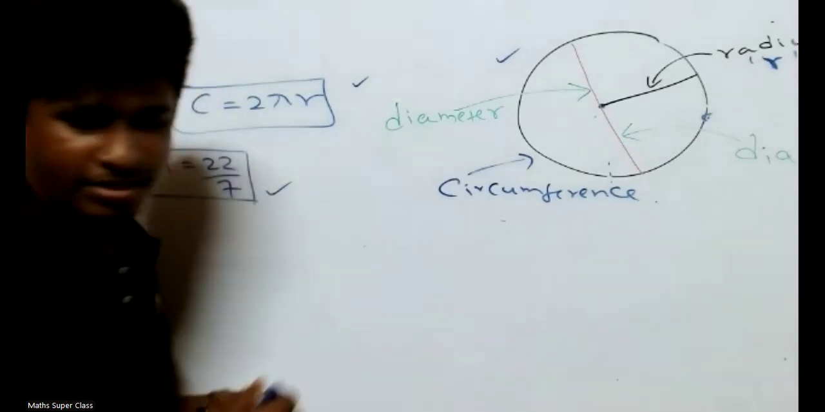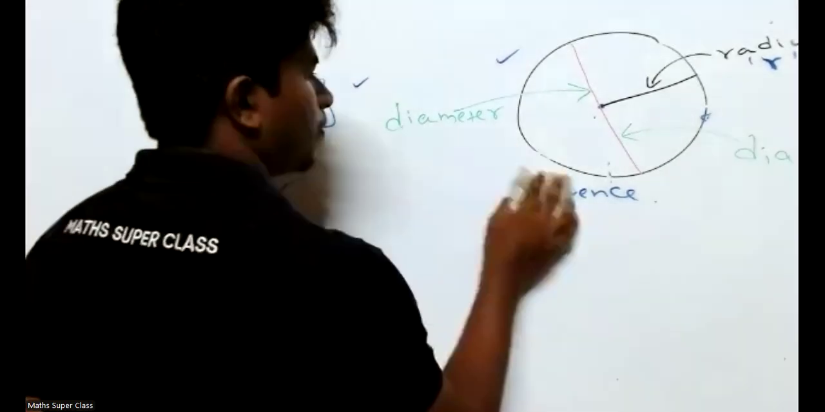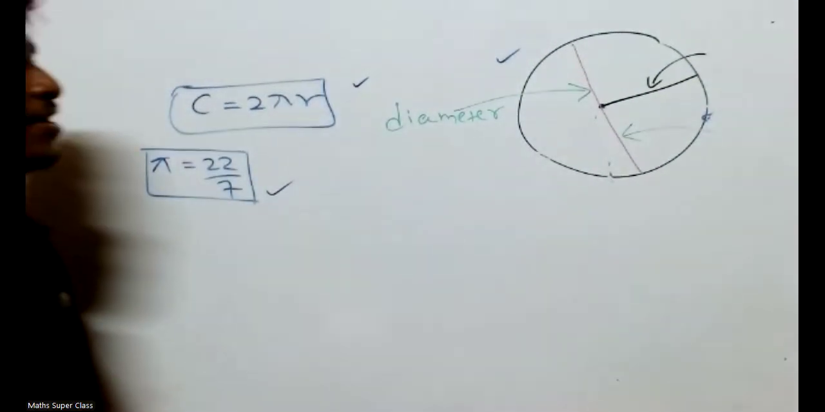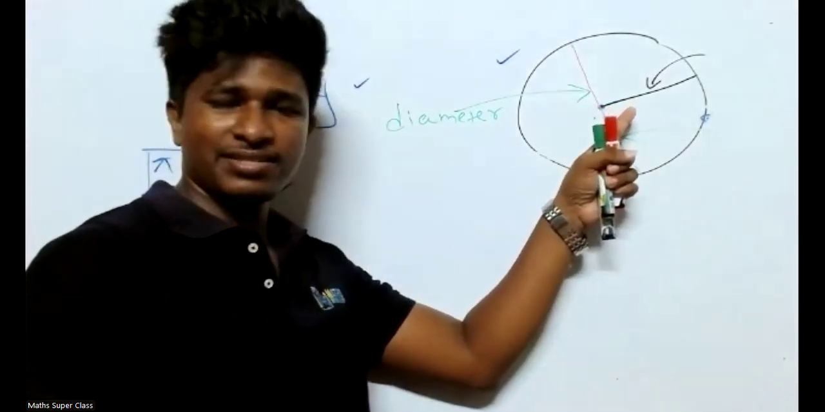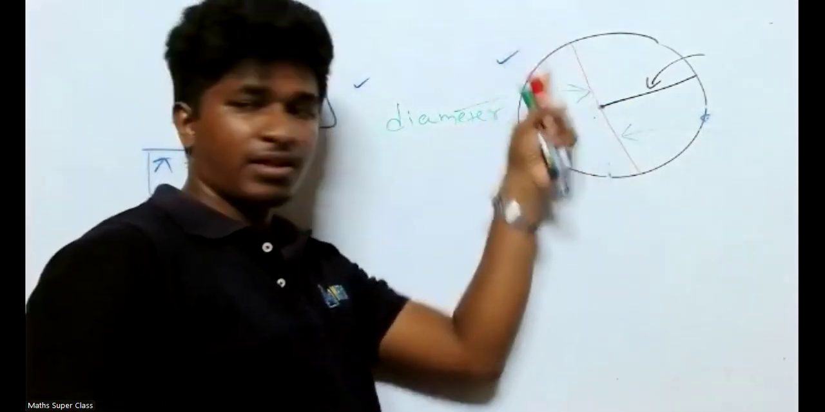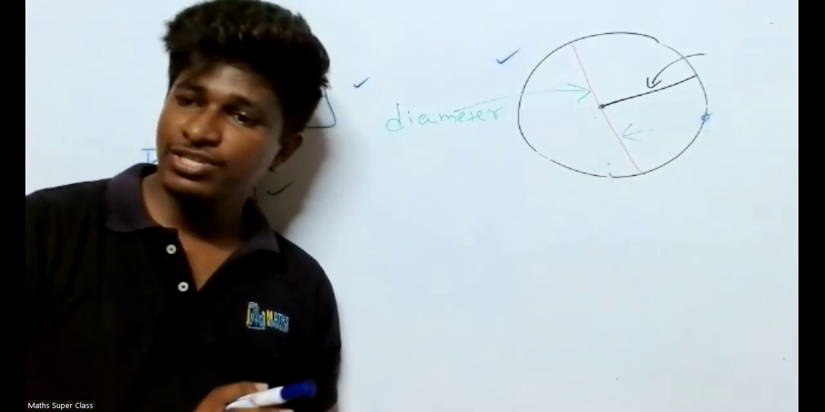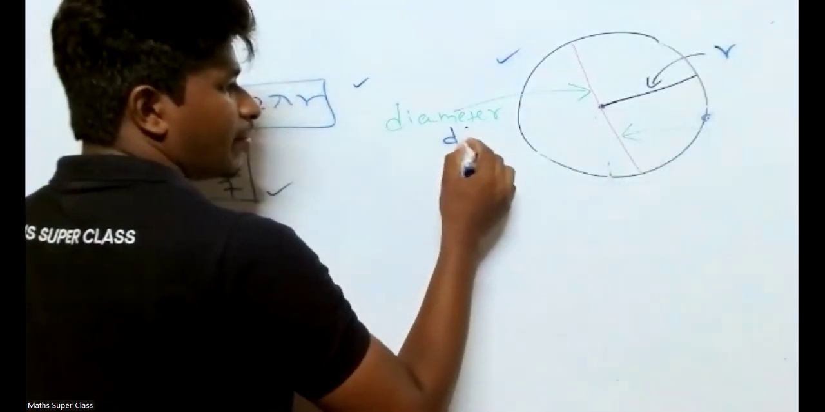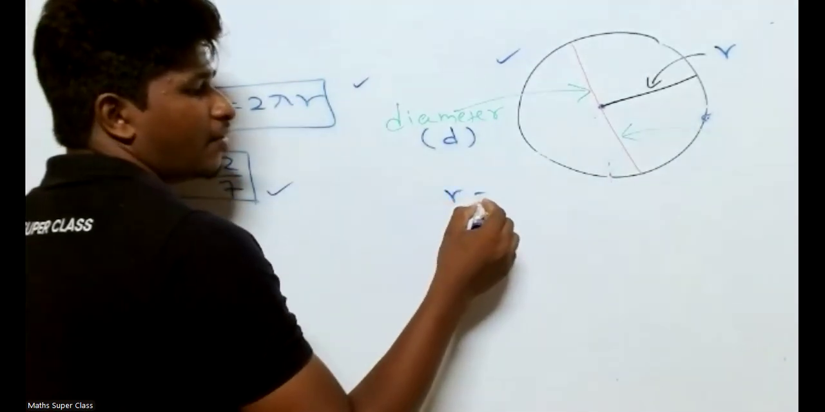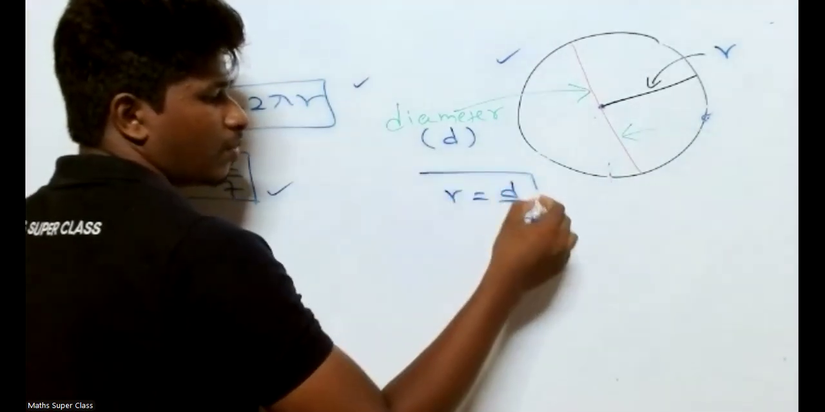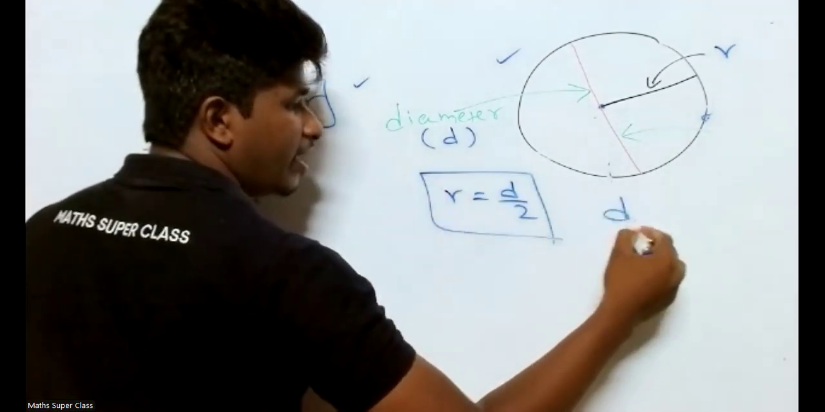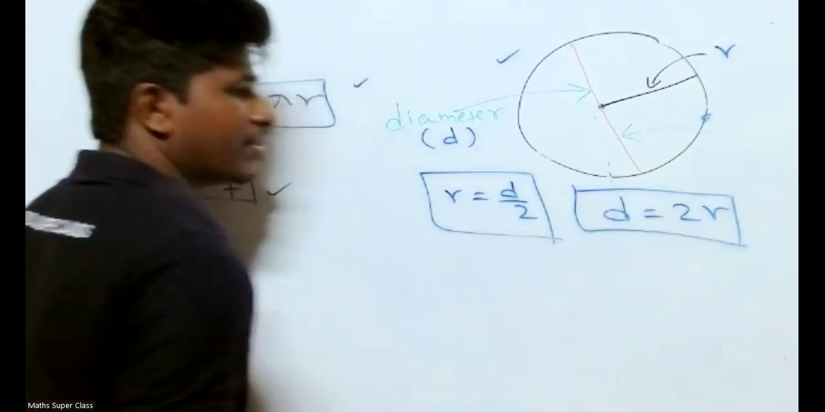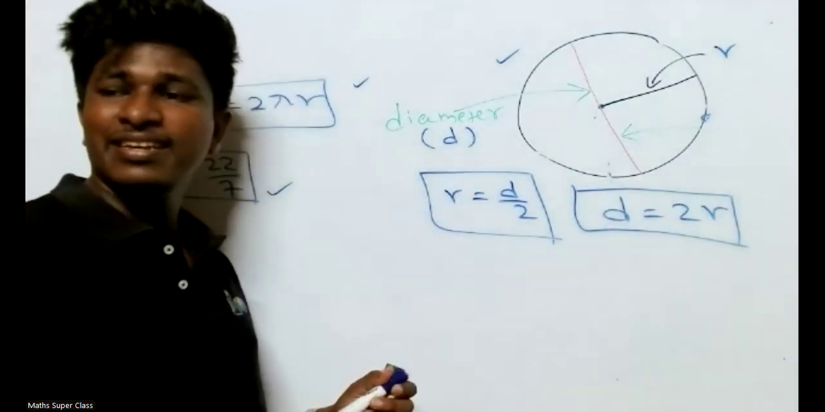What is the relationship between diameter and radius? This is the center, this is the radius, this is the diameter, a straight line. This is R, the radius, and this is the diameter, D. Actually, R equals D divided by 2, or you can write D equals 2R. Diameter equals 2 times R. This is the relationship.